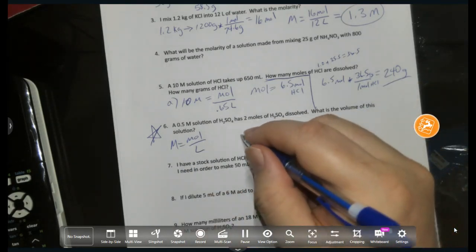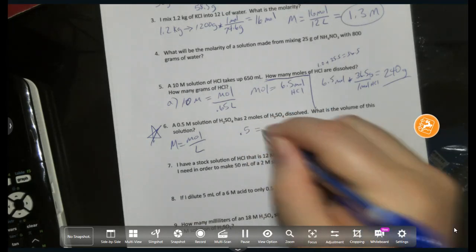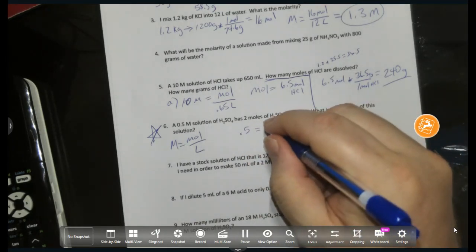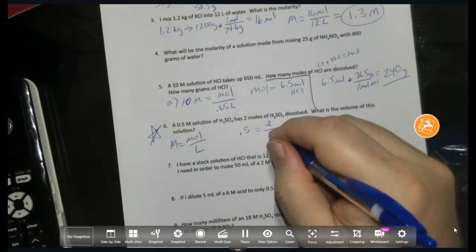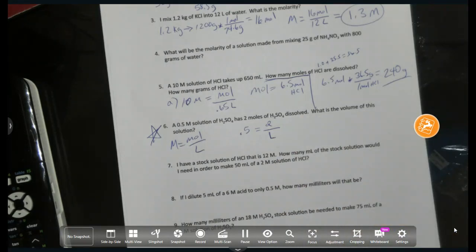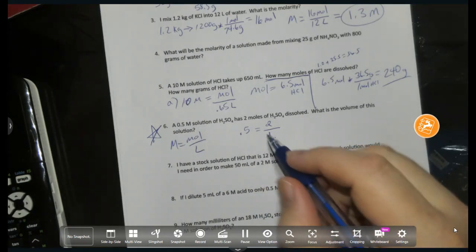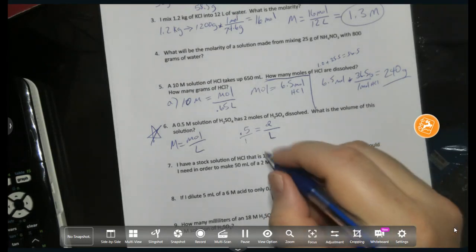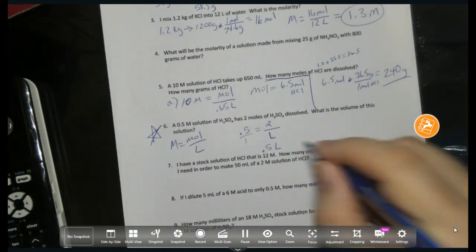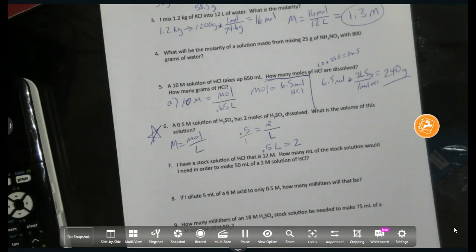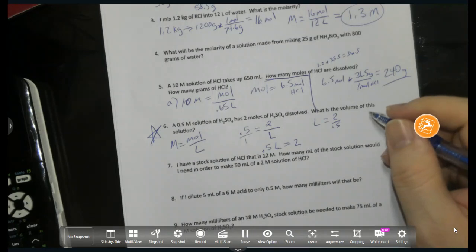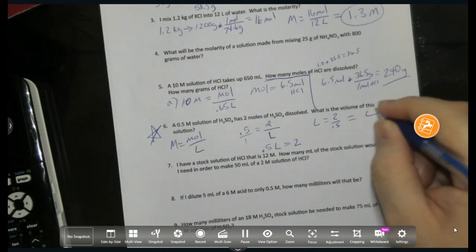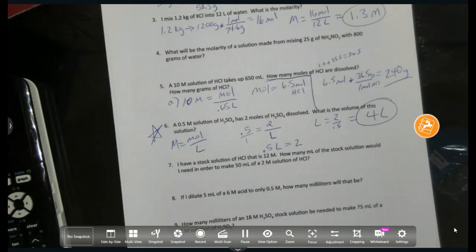So let's set this up. We've got a 0.5 molar solution. I've got 2 moles of H2SO4, and I'm solving for the liters. Or you can make it X, or you can make it V, whatever you want to do. So let's go through the algebra. I'm going to cross multiply. So 0.5L equals 2. And so L will equal 2 over 0.5, which is 4 liters. So it's real easy if you just follow the algebra rules.